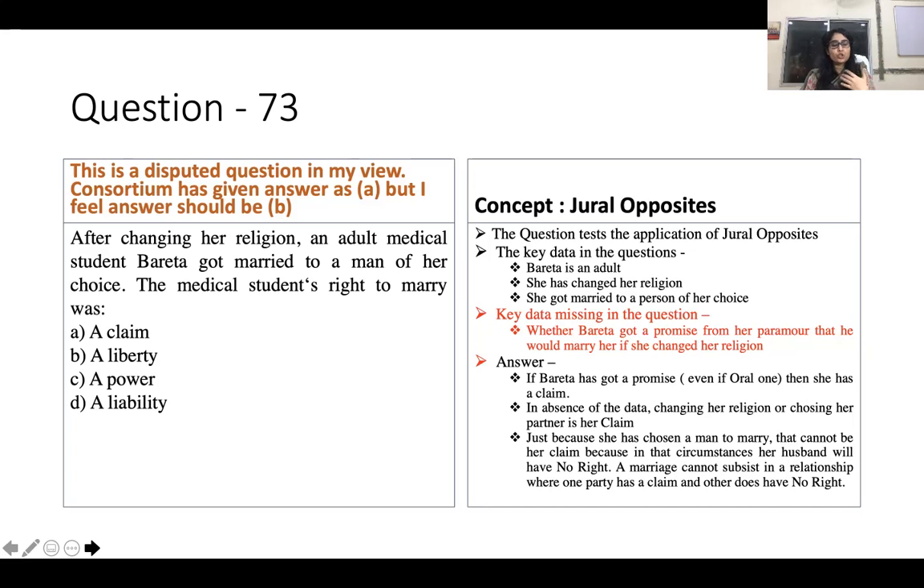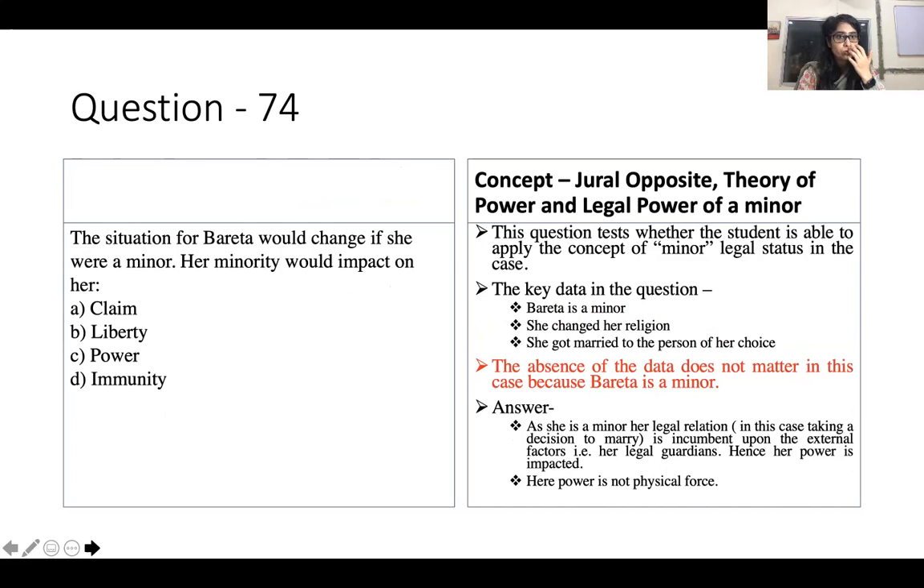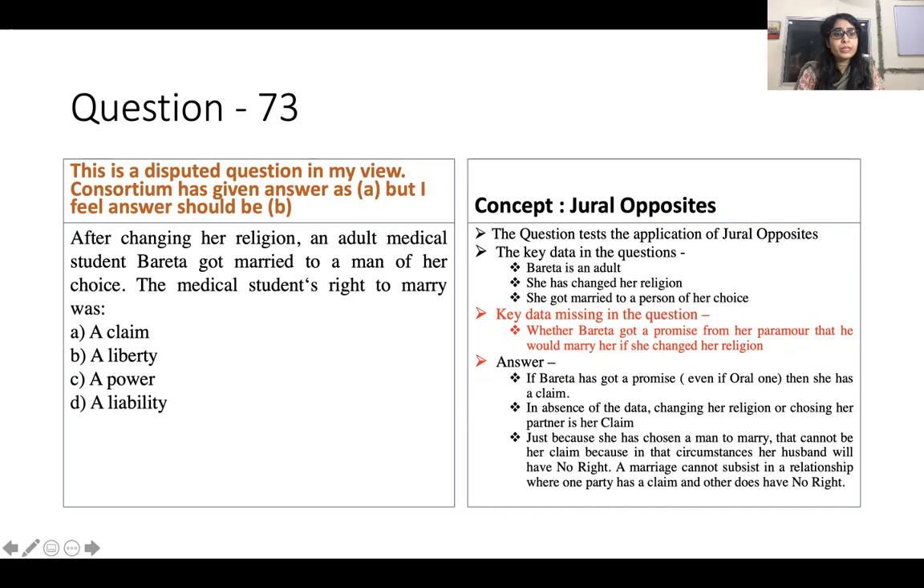Just because she has chosen a man to marry, that cannot be her claim, because in that circumstance her husband will have no right. A marriage cannot subsist in a relationship where one party has a claim and the other does not have a right. So what would be the answer here? Answer would be a liberty, right? Now let's move on to the next question, that is question 74.